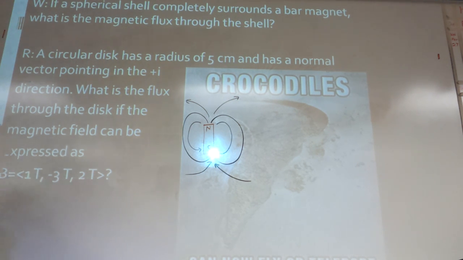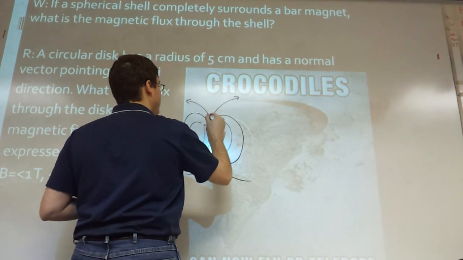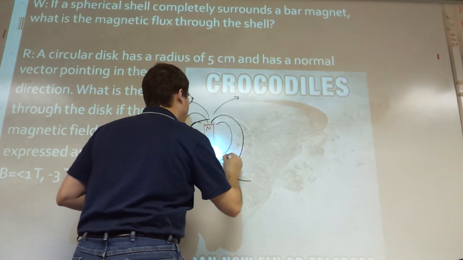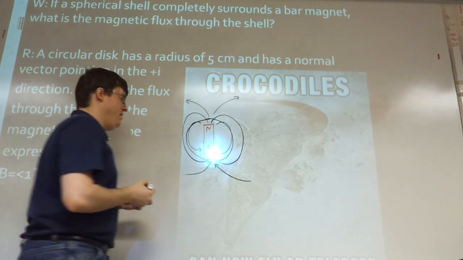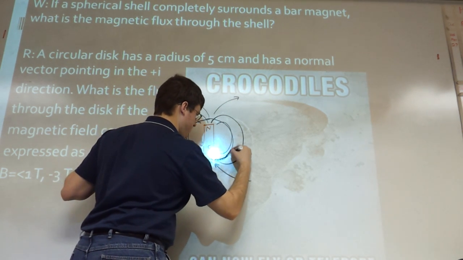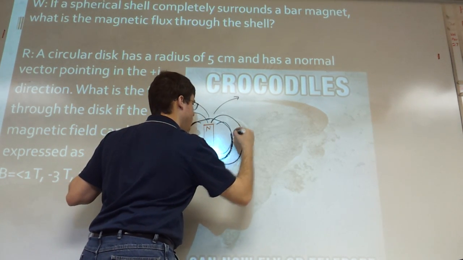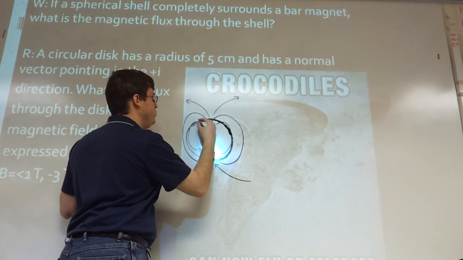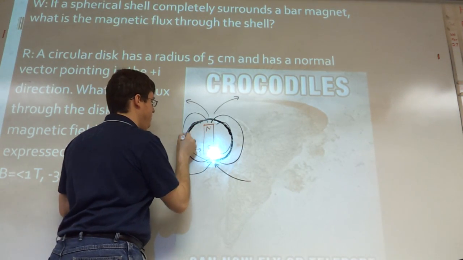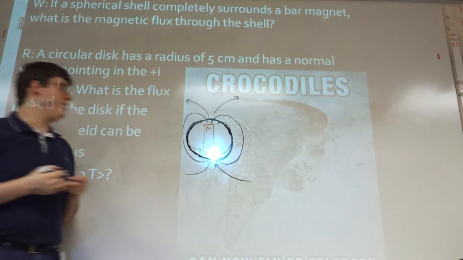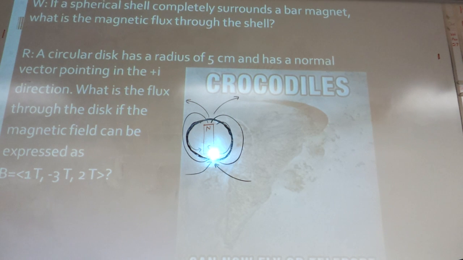Okay, so let's surround it with a spherical shell. Let's put it real close so it cuts some of these field lines nicely. Okay, so make it a little bolder here. So that bold line there is my spherical shell. So, what do you think the flux through that shell is?